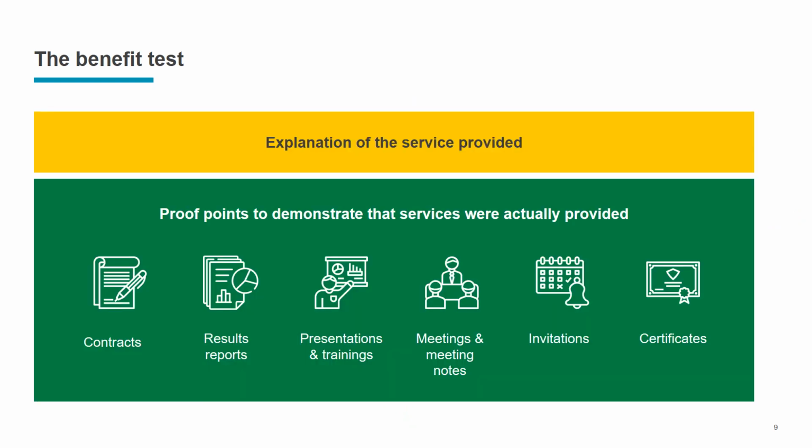So when we do the benefit test, the first and perhaps the most important step is to explain the service that is actually provided. So this includes the characteristics of the service, what constitutes the service provided. Then we need to provide proof points that demonstrate the service was actually provided.